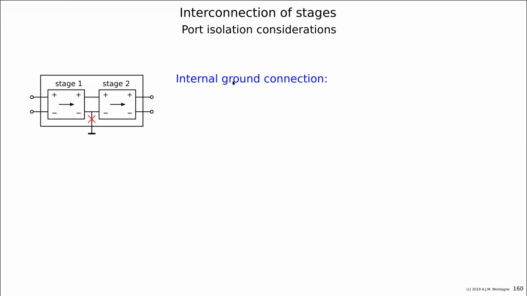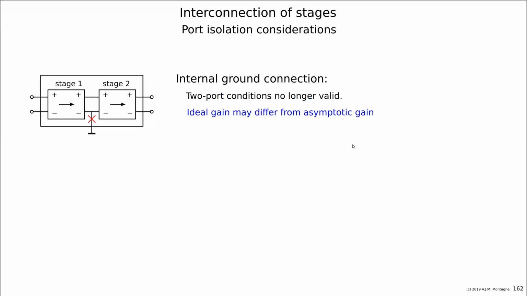You make an internal ground connection and the two-port conditions are no longer valid. So what you assumed by designing your amplifier with loop gain is not valid, and the ideal gain may differ from the asymptotic gain and from the actual gain that you have. Maybe it's easier for biasing. Well, you still can do it as long as it's good enough, but you should be aware of what you are doing. That's the most important thing of doing those things.